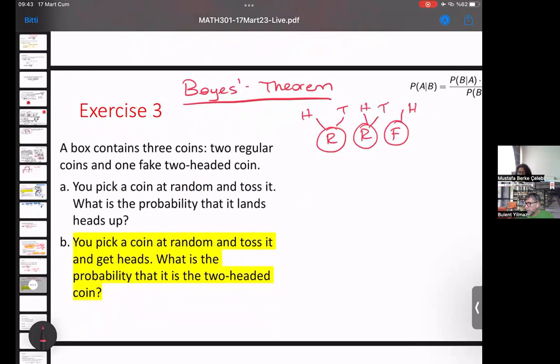Okay, and now I'm going to ask you. You can pick a coin at random and toss it and get heads. What's the probability that it is the two-headed coin? Now I know that I obtained heads, and I want to find out if it's coming from the fake coin.